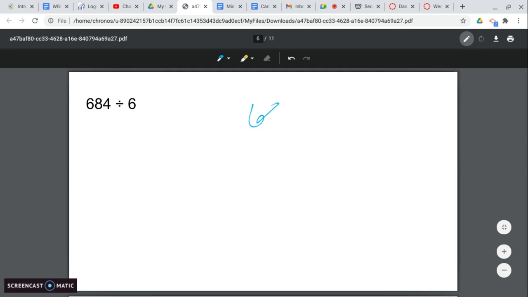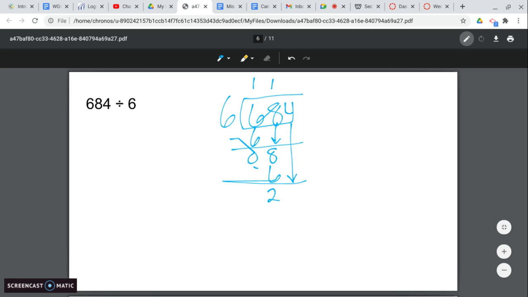All right, we have 684, and we're dividing that by 6. Can 6 go into 6? Yep, 1 time. So we get 0. Bring down the 8. Can 6 go into 8? Yep, 1 time as well. Subtract. 8 minus 6 is 2. We bring down the 4. Can 6 go into 4? Sure can. 6 times 4.